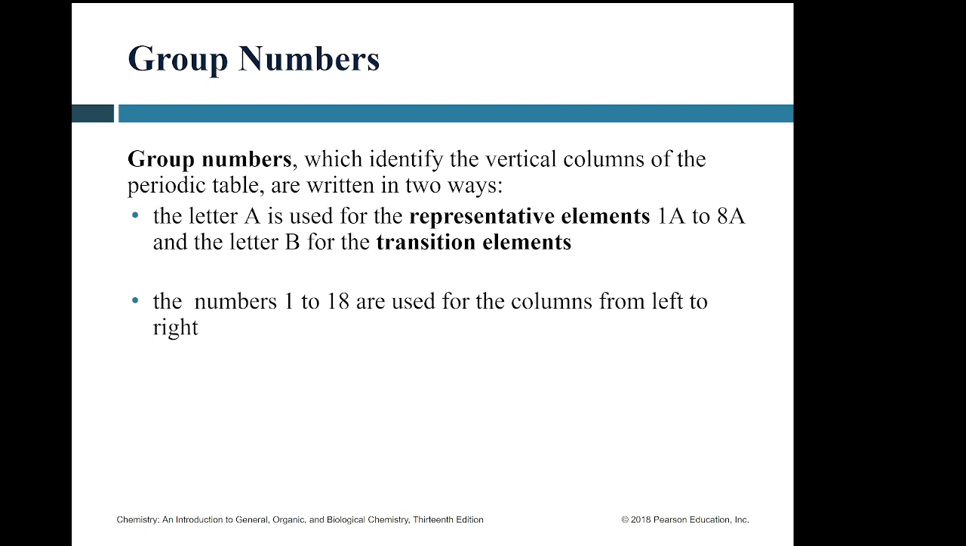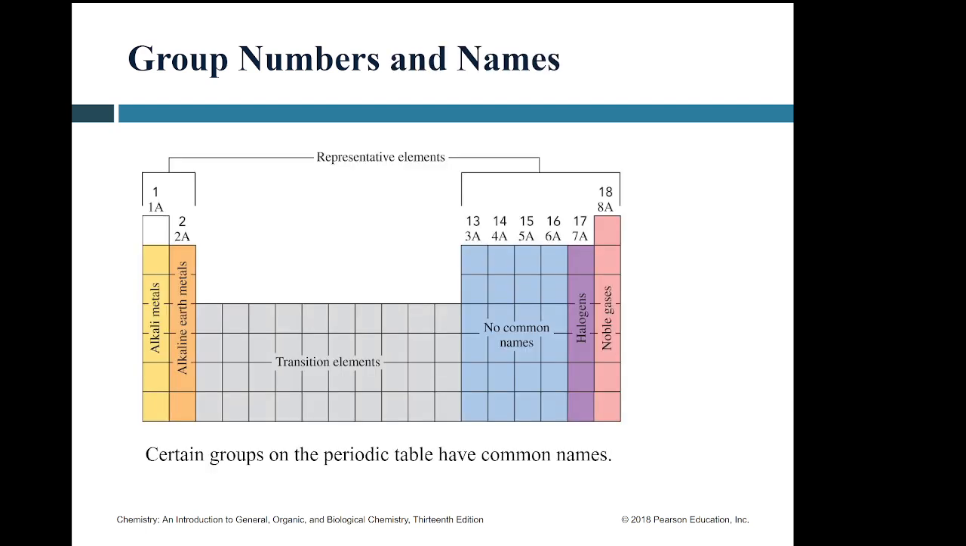So, again, we're going to identify the vertical columns in the periodic table. These will have group numbers. The letter A is representative of the elements 1A through 8A. The letter B is the transition elements on most periodic tables. Sometimes they don't bother with that, and they just go 1 to 18. The numbers 1 through 18 are used for the columns from left to right, just the numbering off of the columns. Okay. And again, this is what that looks like. Everybody see it okay?